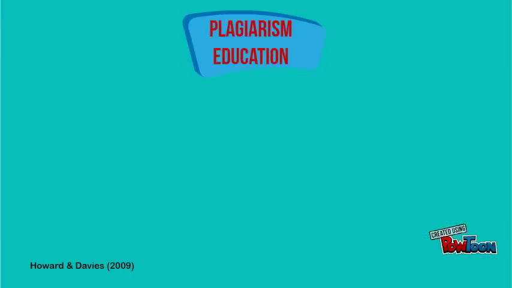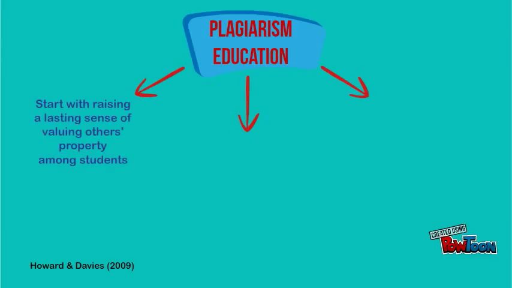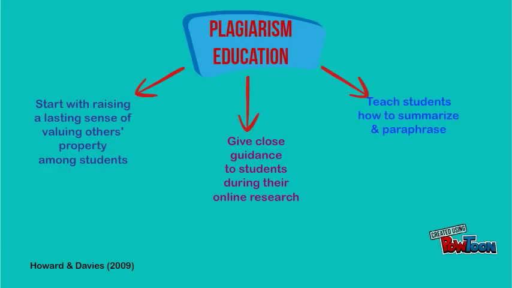Regarding plagiarism education, Howard and Davies' proposition of a three-step solution, that is, to start with instilling in students an enduring sense of valuing others' property, to give hands-on guidelines to students during their online research, and to teach students how to summarize and paraphrase, is quite appealing and practical to the presenter.